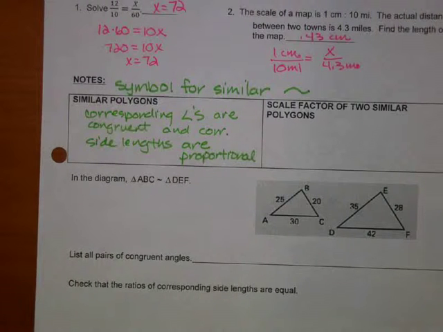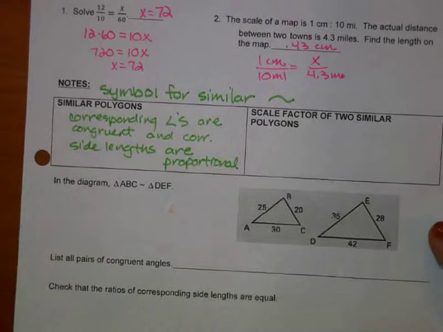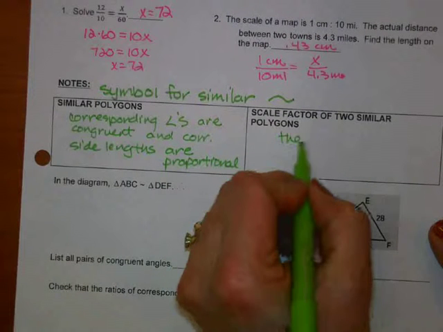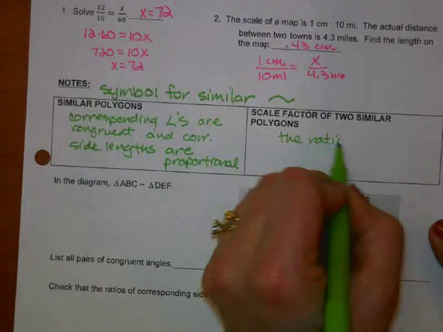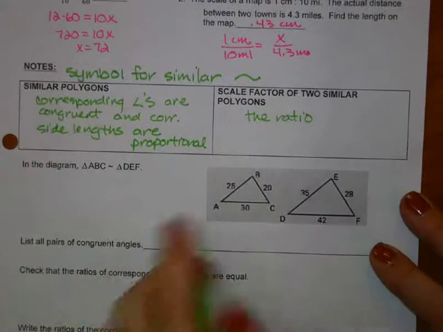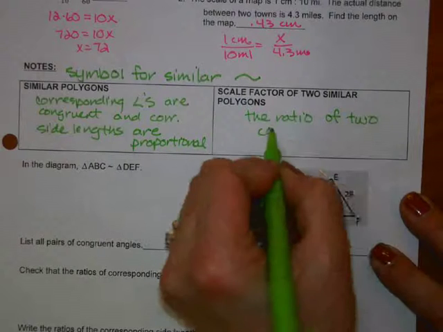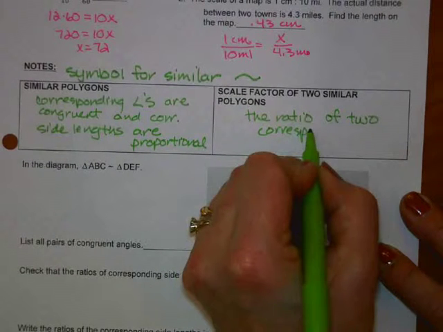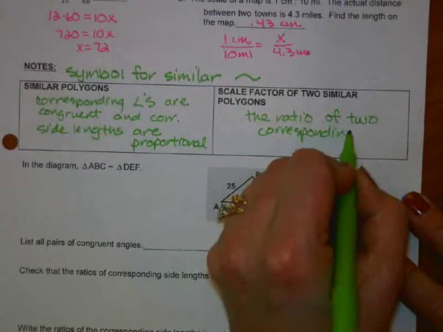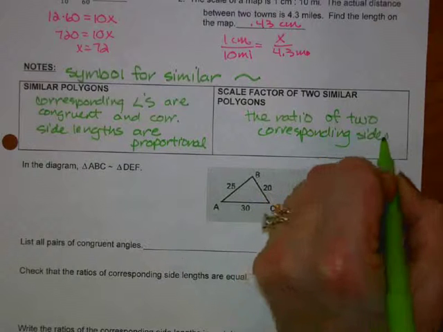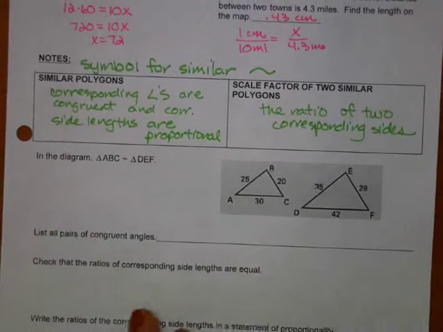The scale factor of two similar polygons is the ratio of two corresponding sides. The ratio of two corresponding sides.